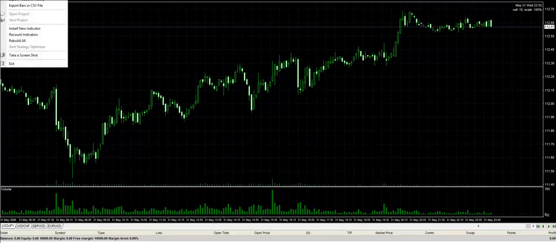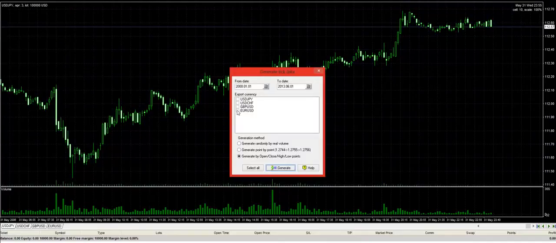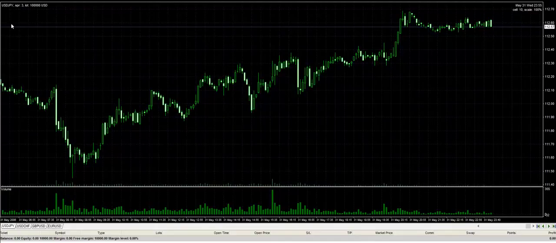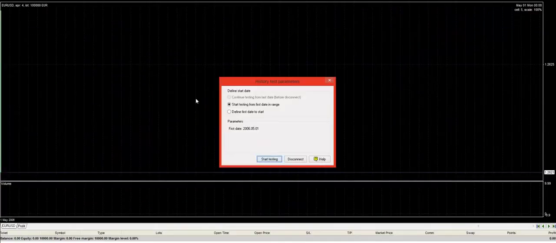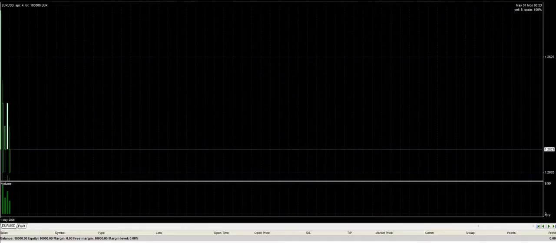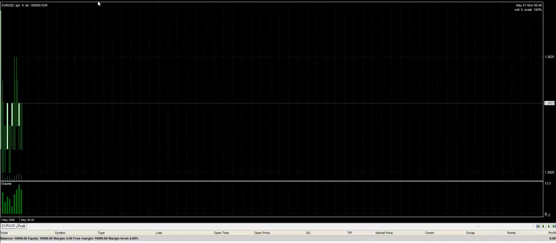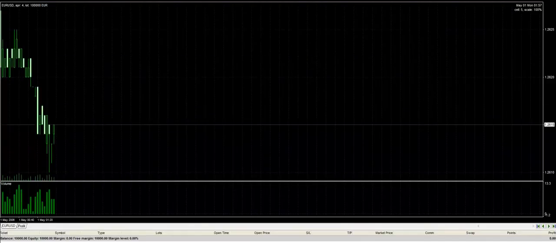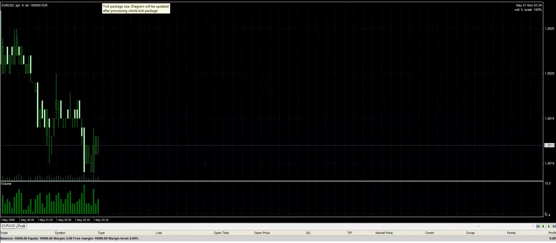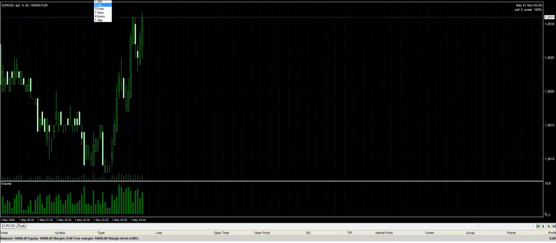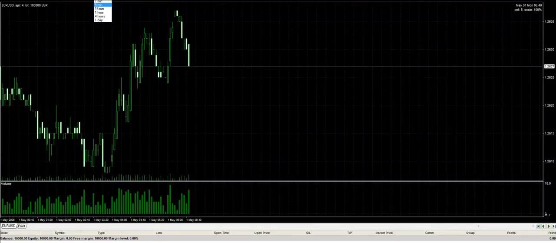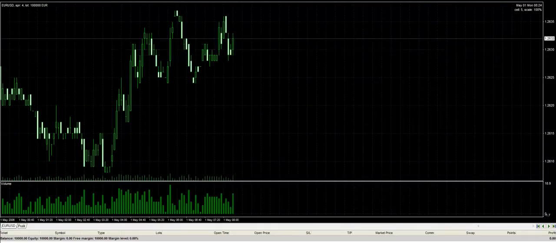Okay, but first let's generate some data. We'll be trading the EUR/USD because that's the most traded pair. Okay, so let's start creating random data. I'm gonna speed this up until I get a few waves that I can read and make analysis on.